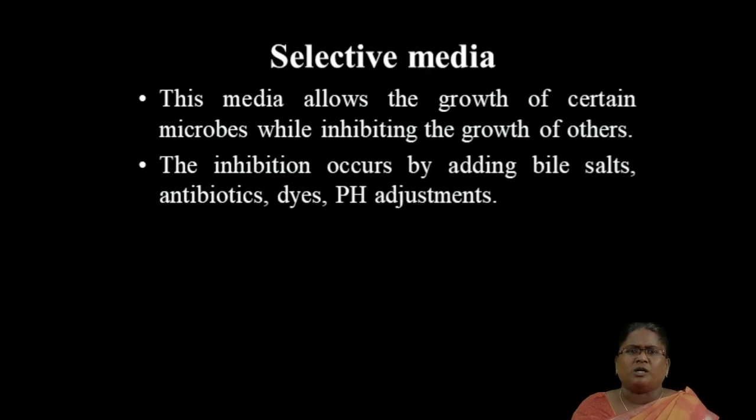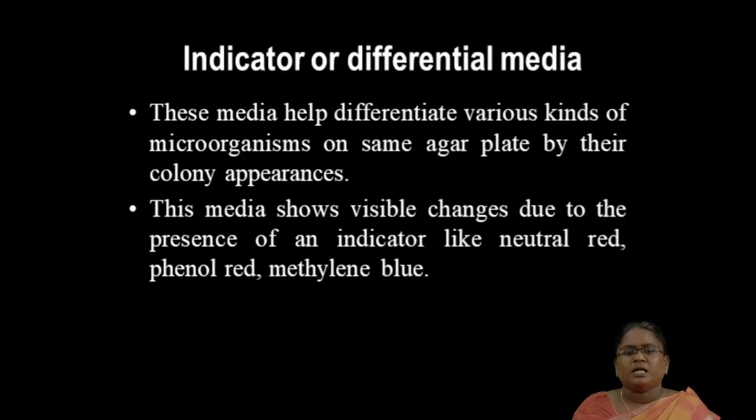Then selective media. This type of media grows only certain types of microorganisms. It inhibits other microorganisms. With substances like bile salts, antibiotics, dyes, and also by adjusting pH, we can grow certain types of microorganisms. Then indicator or differential media. This type of media differentiates the various kinds of microorganisms. These media contain indicators like methyl red, neutral red, phenol red. It shows visual changes on the nutrient agar plates.